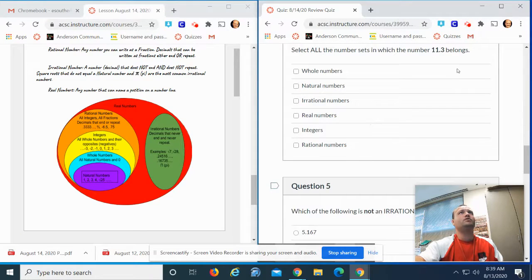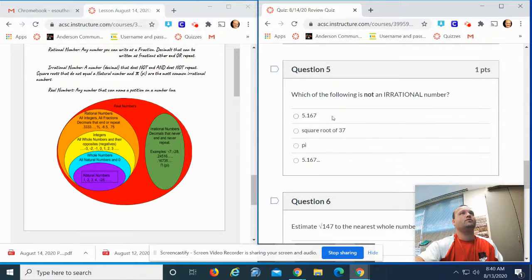Question 4, what set does 11.3 belong to? I would just go through these and say, it doesn't belong to natural, doesn't belong to whole, doesn't belong to integers. It does belong to rational numbers because it ends. Decimals that end are rational numbers. This one just stops at 3, so this is a rational number. All rational numbers are also real numbers.